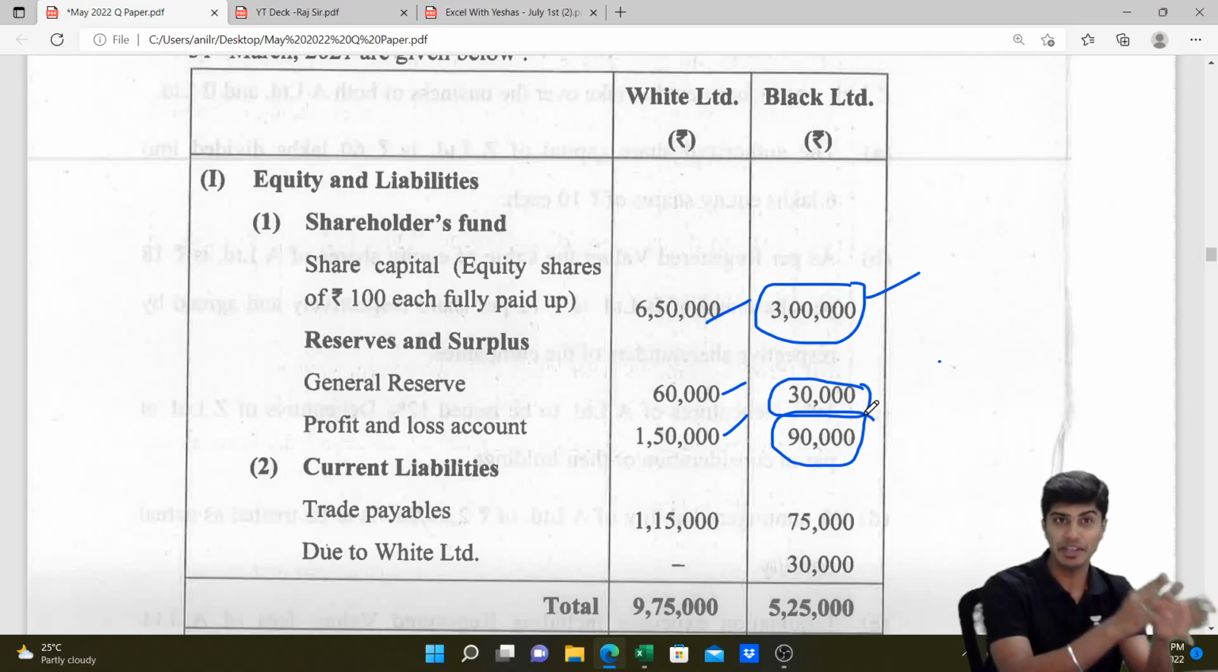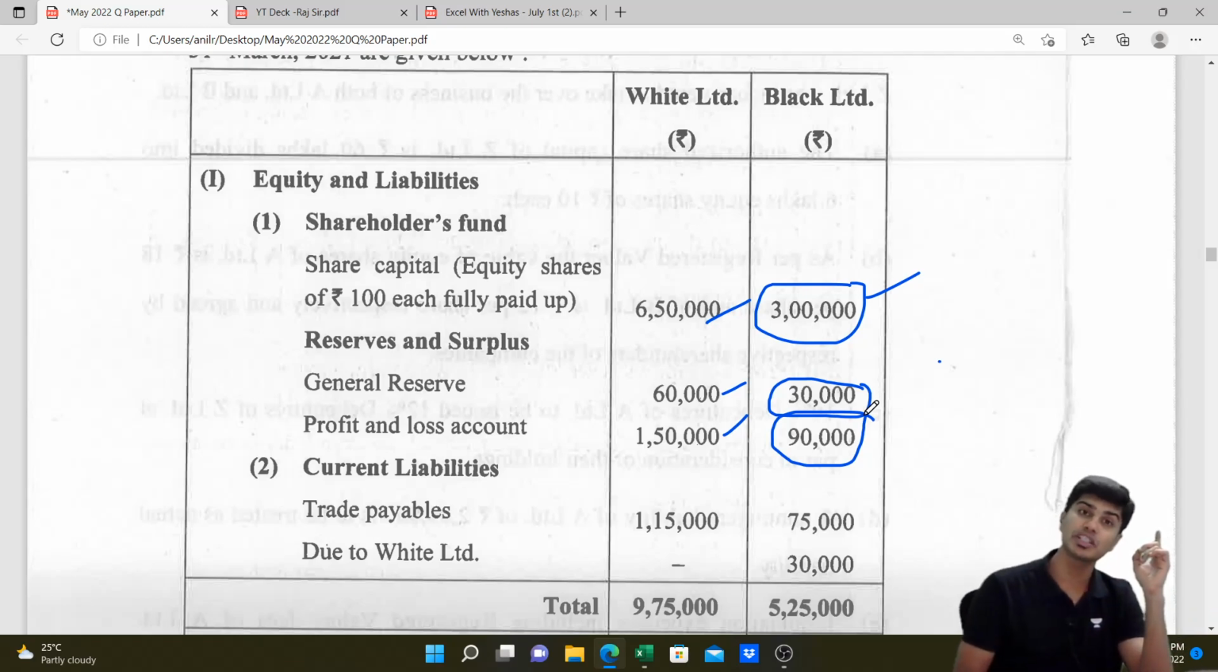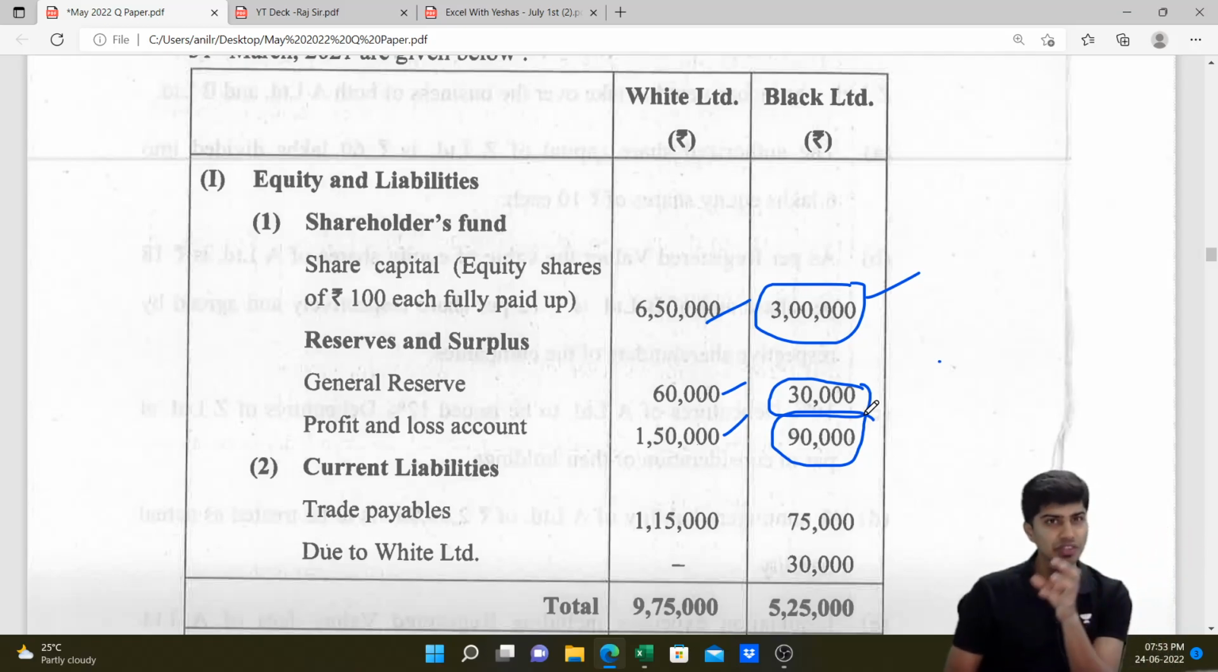Pre-acquisition profits are capital in nature. They will be adjusted against the cost of investment in the cost of control to find goodwill or capital reserve. However, the post-acquisition reserve share of the holding company will go to the balance sheet, reserves and surplus. I hope you'll all remember this point. Let us get going now. Let me see 30,000 and 90,000.